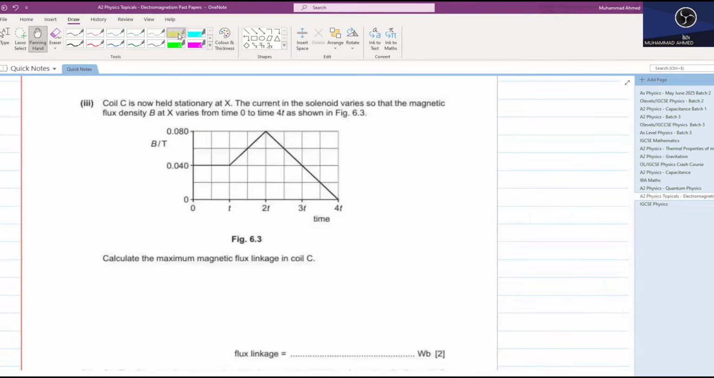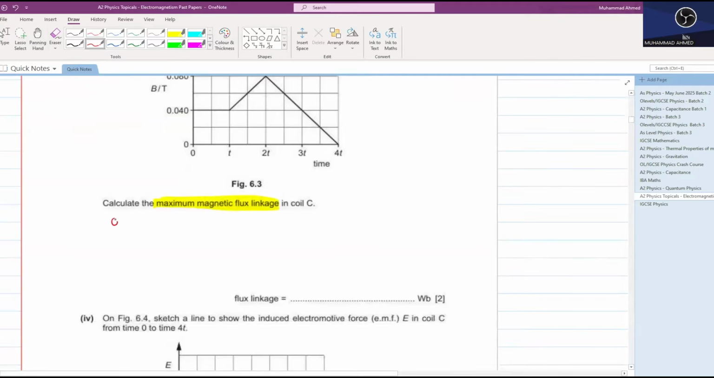Coil C is now held stationary at point X. The current in the solenoid varies, so the magnetic flux density B at X varies from time t equals 0 to time 40. So from time 0 till 40, this is the variation of B versus time. Calculate the maximum magnetic flux linkage.